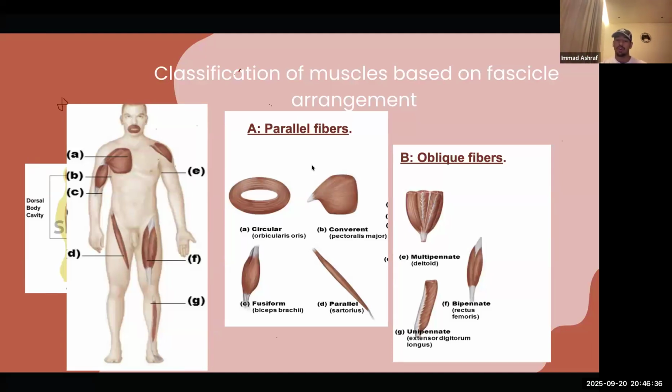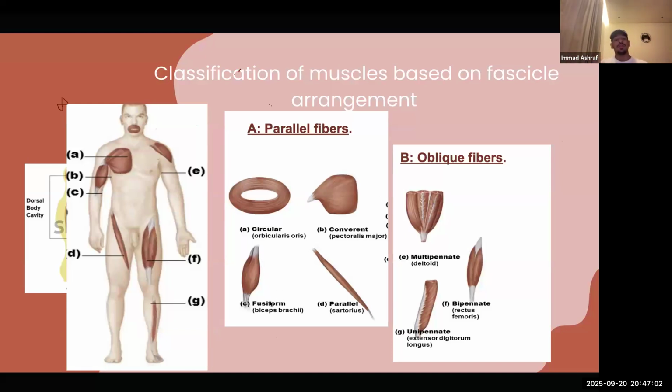So you see the orbicularis oris, it has parallel fibers. The fibers are parallel to each other, but they're circular. So they're circular parallel fibers. Then you have convergent parallel fibers, which means the fibers are parallel, right? But then they converge to a single point, which is the pectoralis major. It starts from over here, and then it converges and attaches somewhere over here.